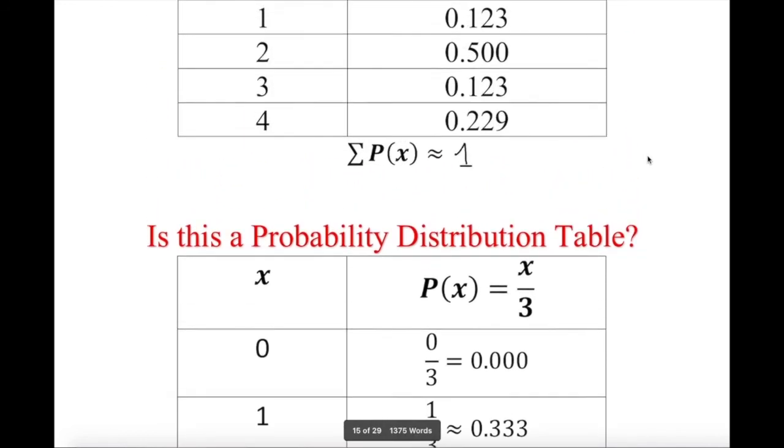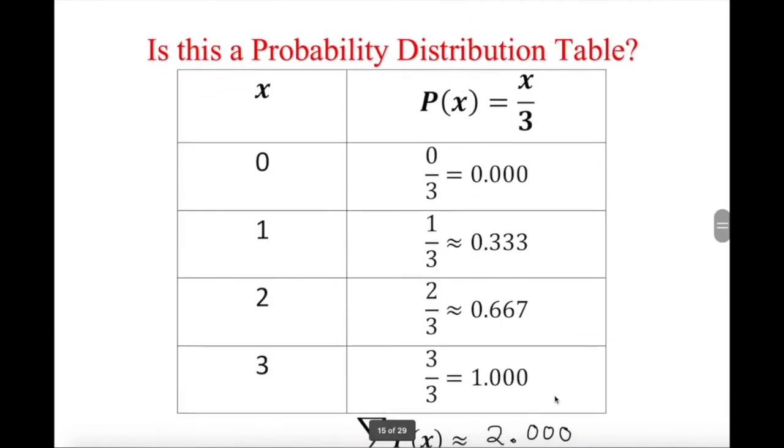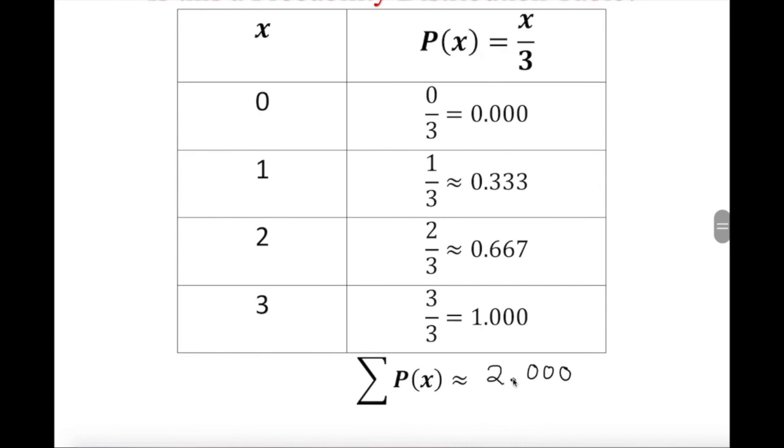Whereas the last one is a probability distribution table. So how do we figure it out? We add all the probabilities. If it comes up to 1 or close to 1, then it is a probability distribution table. If you add up and of course the summation is not 1, we are not going to conclude that this is a probability distribution table.